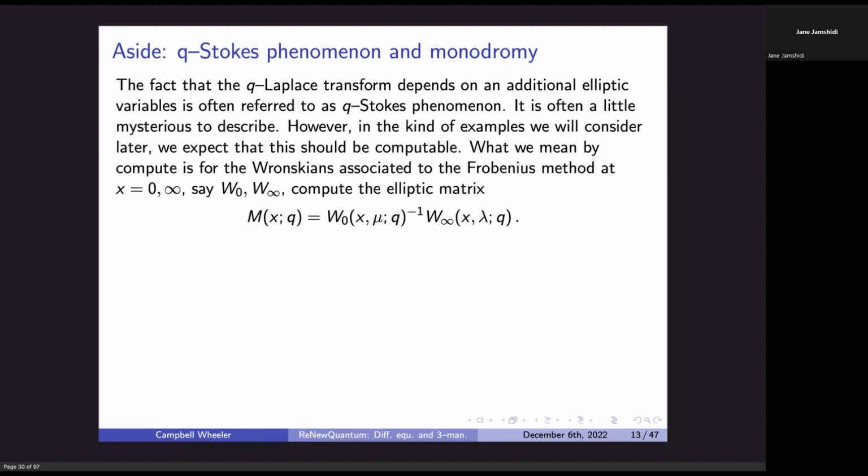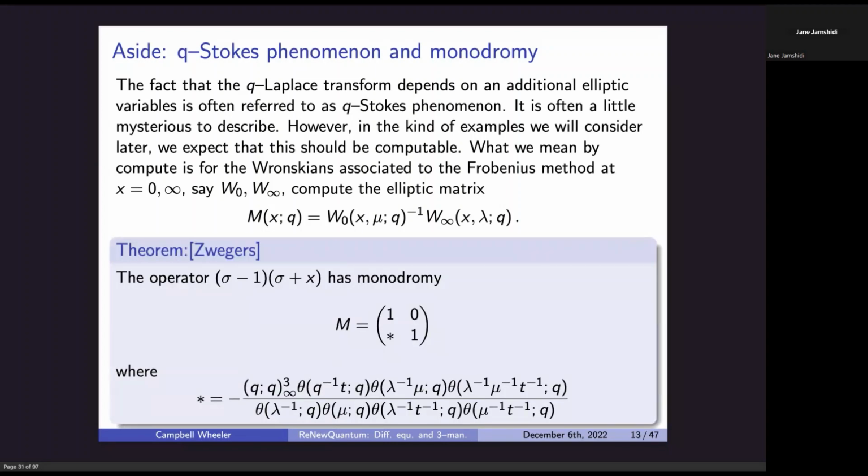And this is the so-called monodromy matrix of the difference equation, or the Birkhoff matrix. Calculating this matrix, you can see, this M should depend, of course, on mu and lambda. The mu and lambda could be a sort of vector of different elliptic variables, depending on how many Laplace transforms we have to use. But calculating this monodromy matrix is an interesting problem from the Galois theoretic perspective of these difference equations.